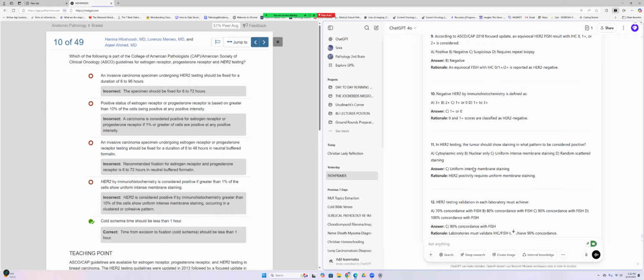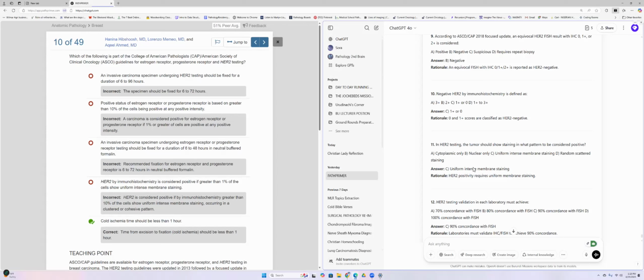Negative HER2 by immunohistochemistry is defined as what? It's defined as 1 plus or 0. Those are negative. Do you send for FISH for those? No, not even send for FISH. But if for any reason anybody sends for FISH and it comes back equivocal, it's still negative. Now, question number 11.